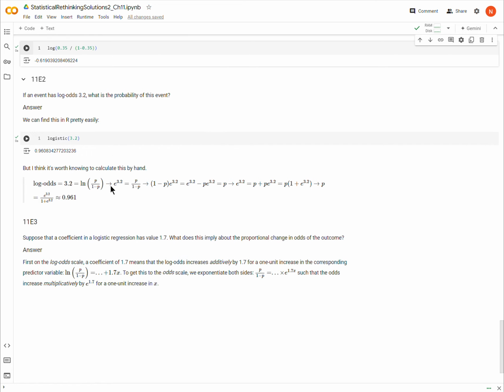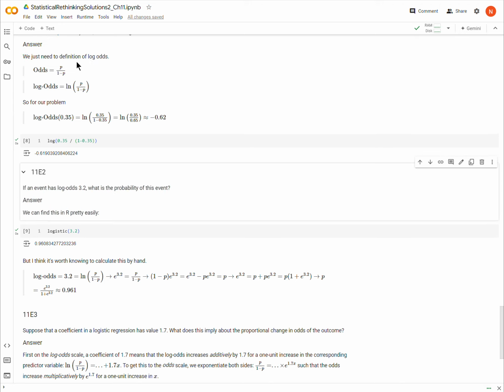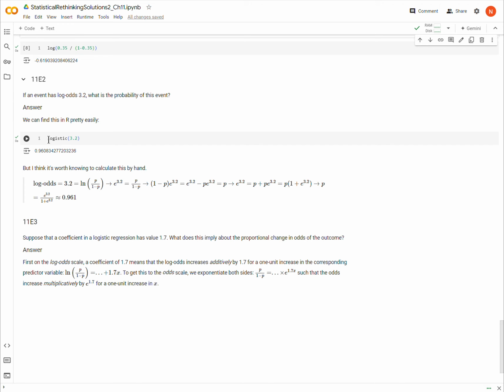For 11E2, now we're going the other way. Now we have log odds of 3.2, so we have basically what would be this value here, and we're going back up the chain to find p. We're given the log odds, and now we're looking for the probability of the event. In R, this is really easy. It's just this line of code here.